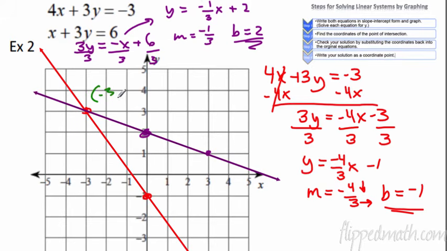So we need to check those to make sure we're right. If you plug them in up here, what are we going to get? We're going to get negative 3. That's going to give us a negative 12 plus 9. Negative 12 plus 9 is negative 3, so it works in that one.